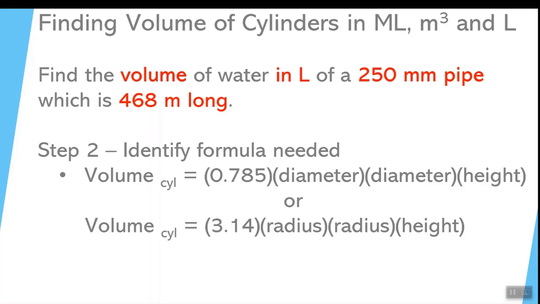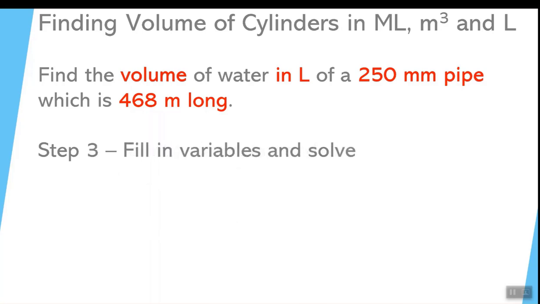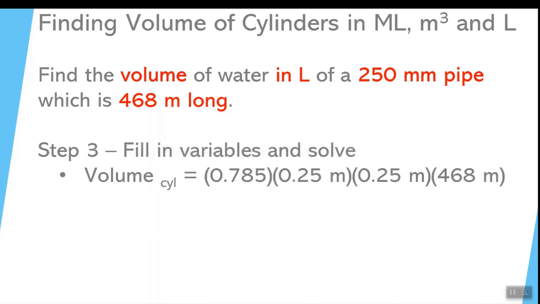Another thing that I'm going to encourage you to do is write out the actual formula as diameter times diameter. Don't put in diameter squared because that's too often the easy mistake. 0.785 times diameter times diameter, instead of squaring it. So write it out the way that you're going to punch it into your calculator. Now we're going to look at step 3 where you fill in the variables and solve. Again, I emphasize strongly, don't just put in 0.25 and square it. Write it out the way that you're going to put it into your calculator.